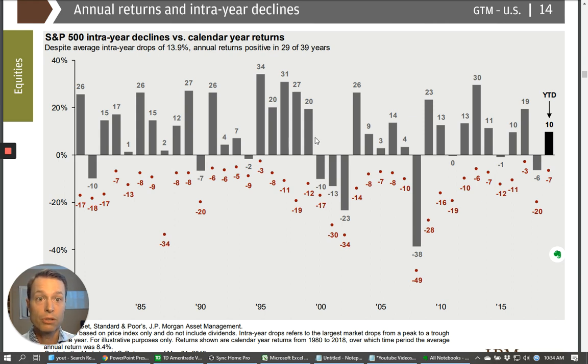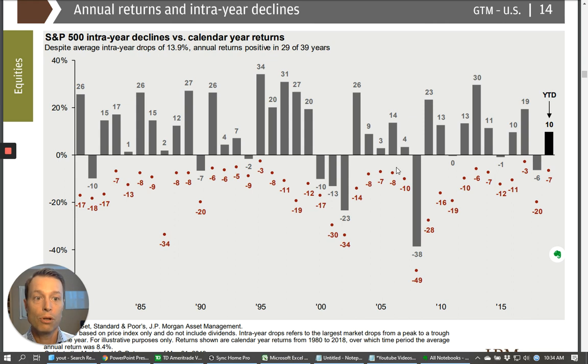However, most years are positive years, and that's why we invest at all, right? Is we expect a positive return over time. However, what I find very interesting about this chart is not the calendar year returns, but the intra-year declines. What that means is that sometime during the year, there will be a decrease. In fact, that has happened every single year, and that's shown by these red dots here.